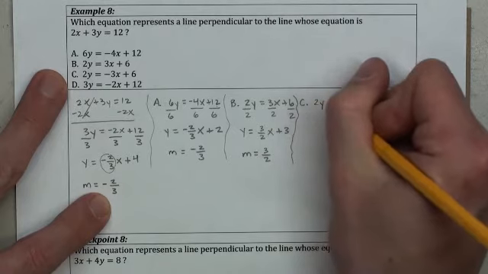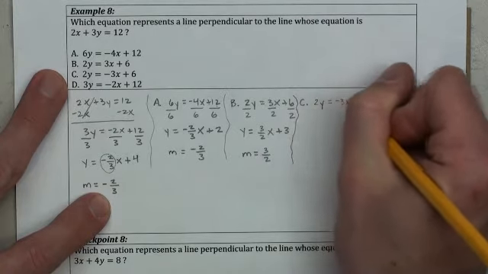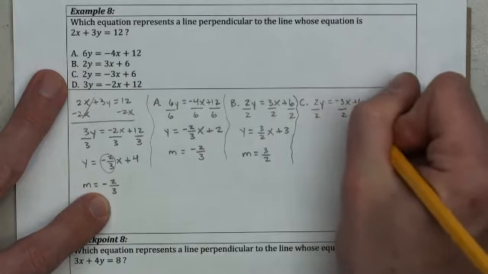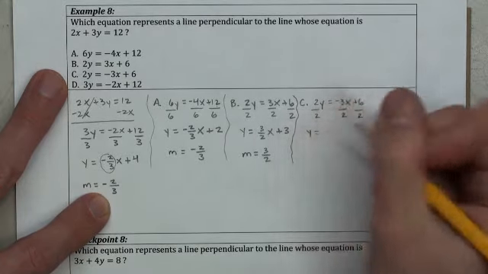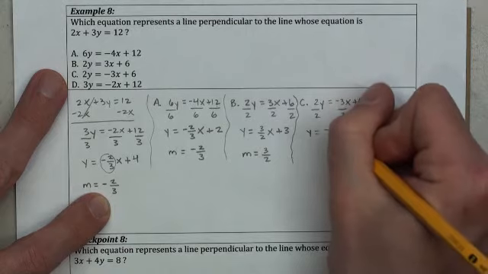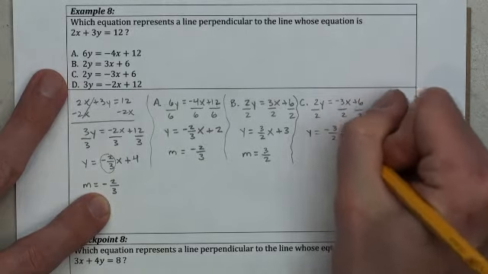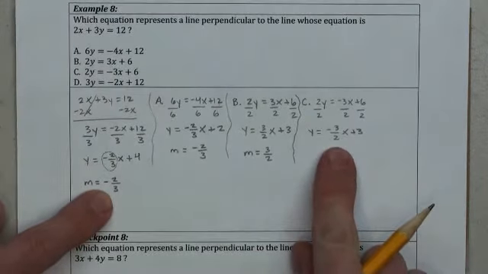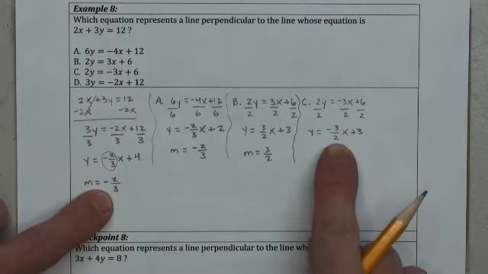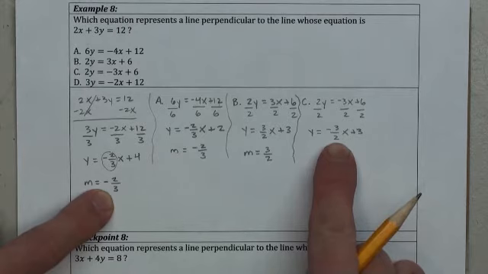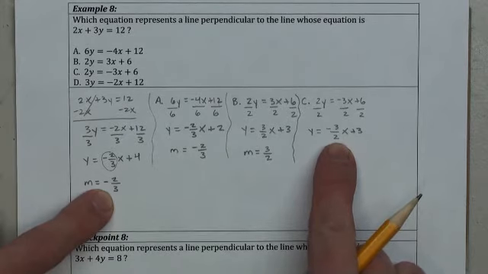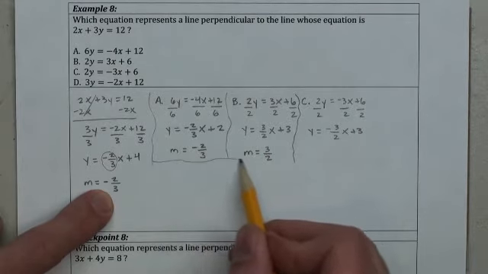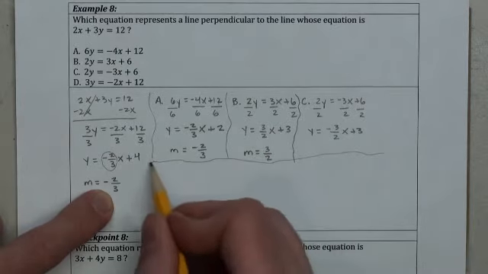2y equals negative 3x plus 6. Divide everything by 2, and we get y equals negative 3/2 x plus 3. Now that's close, right? Those fractions are flipped, but the sign didn't change. Okay? The sign did not change. So let's do the last one now. Let's do it underneath.